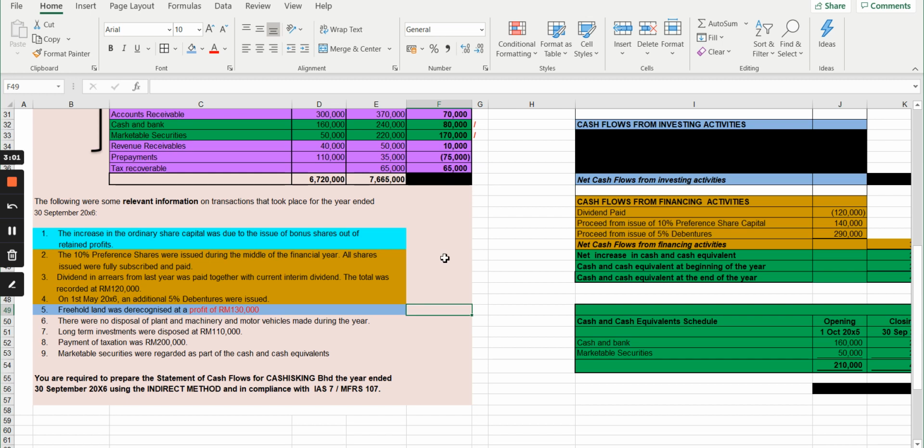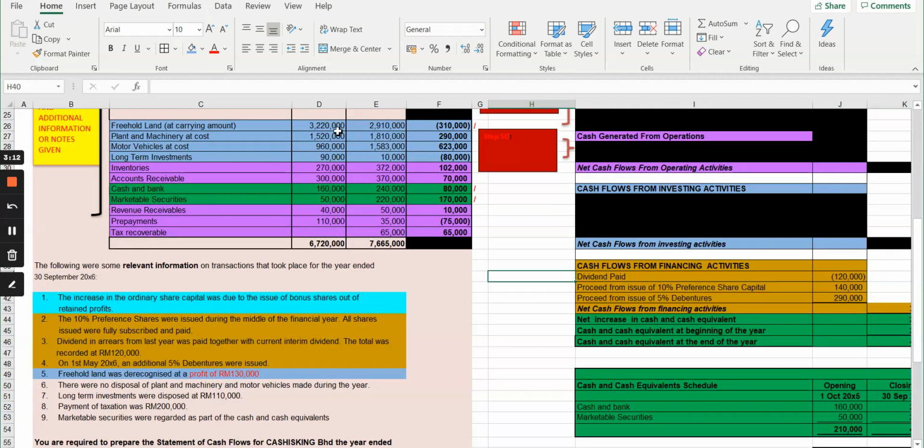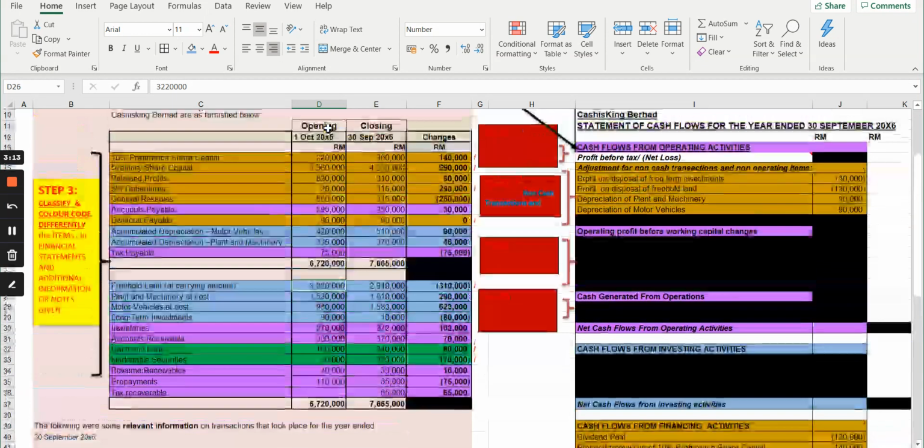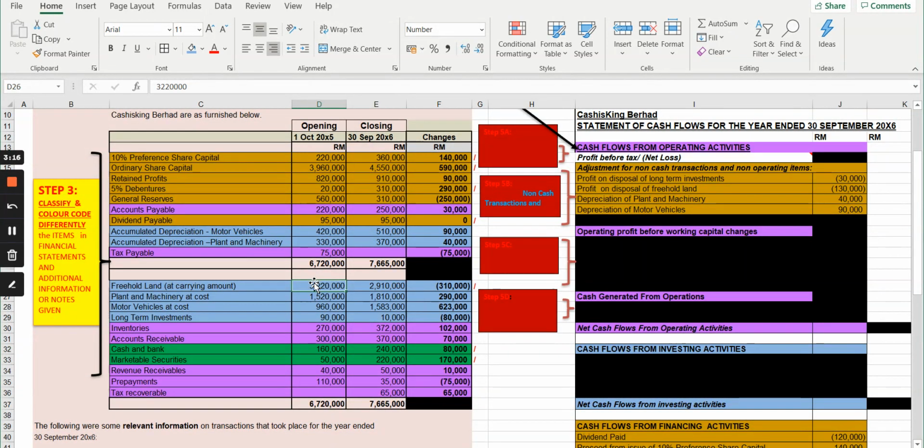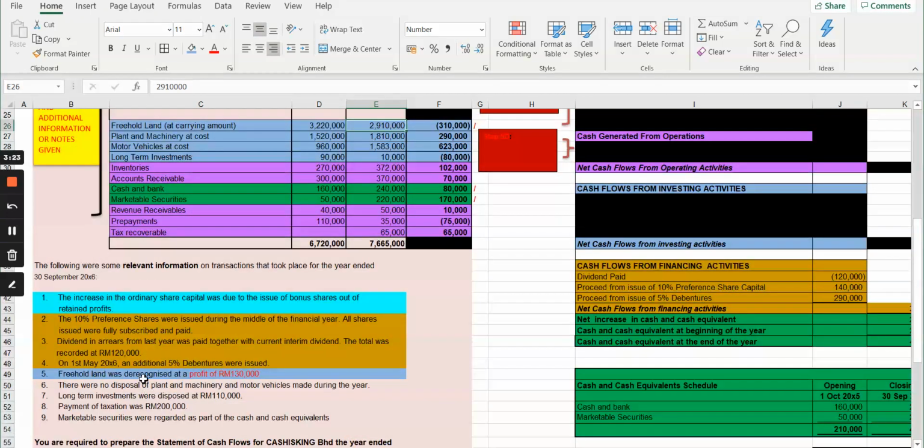So what we can do is set up the freehold land account to see what the cash receipts from the disposal actually are. Let's do that. You need to take this balance, which is in the opening column, and put it as the beginning balance of the T account that you will reconstruct, and this one will be your closing balance. Later the profit figure will have to be included as well, because we are now trying to show that the disposal or derecognition is at a profit.